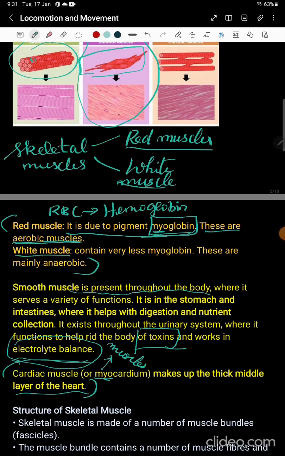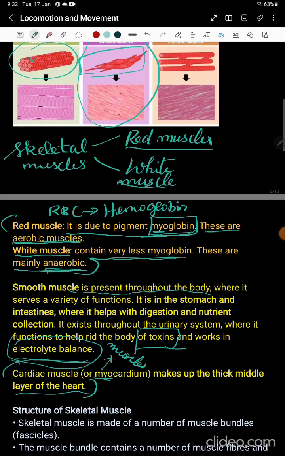Now what about white muscles? The white muscle is also a component of the skeletal muscle. It contains very little myoglobin, so it is slightly pale in color, and that pale color is considered white muscle. These are mainly anaerobic. As it is pale, the oxygen concentration is very low, so they are considered anaerobic. Anaerobic means these muscles do not need much oxygen; only a little oxygen will be present, so they can easily survive anaerobically.